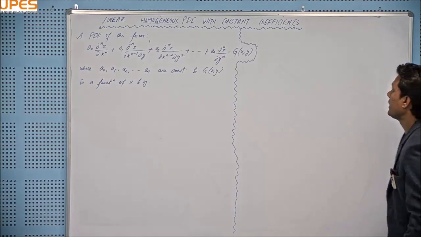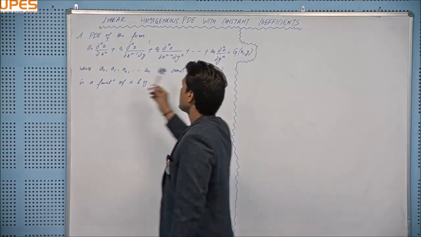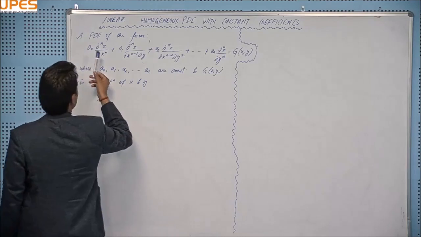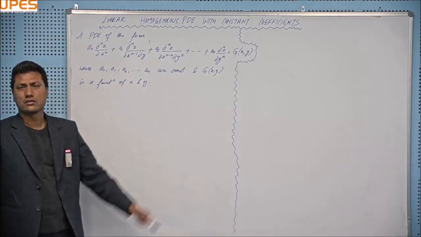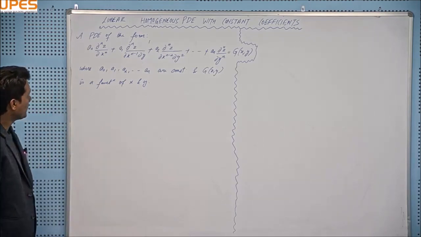And why are we writing constant coefficients? Because the coefficient of each partial derivative is a constant. a0, a1, a2 are all constants.